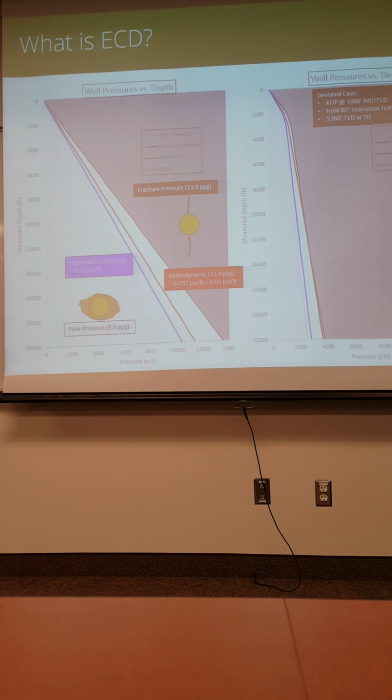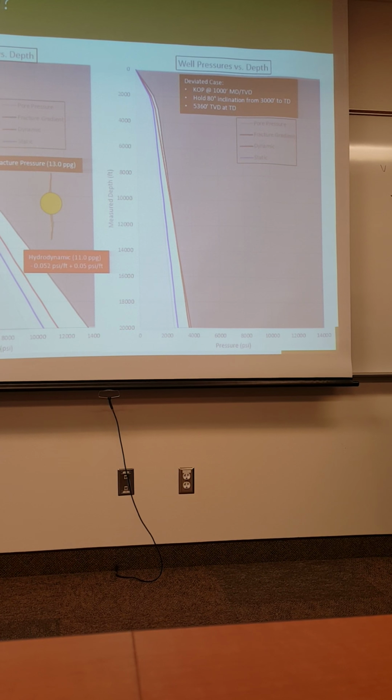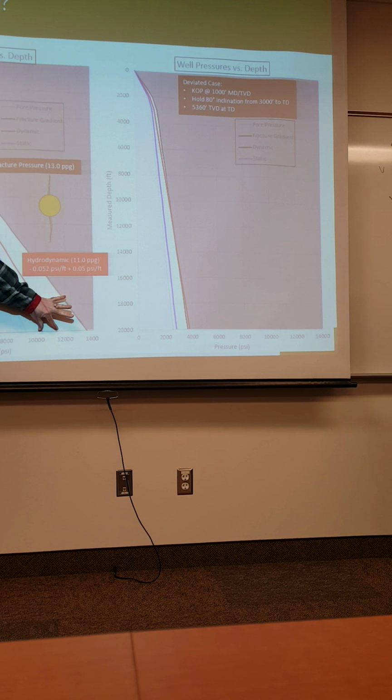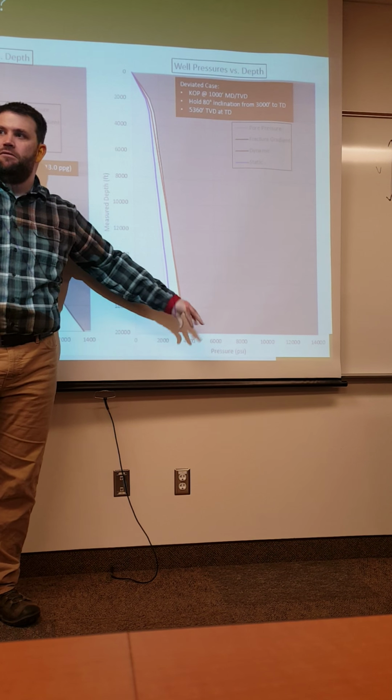Here's what it looks like on my horizontal well. Now the horizontal well problem is I still have the same length. I create the same amount of friction pressure. The gap between here and here is exactly the same as the gap between here and here. Friction pressure is the same.